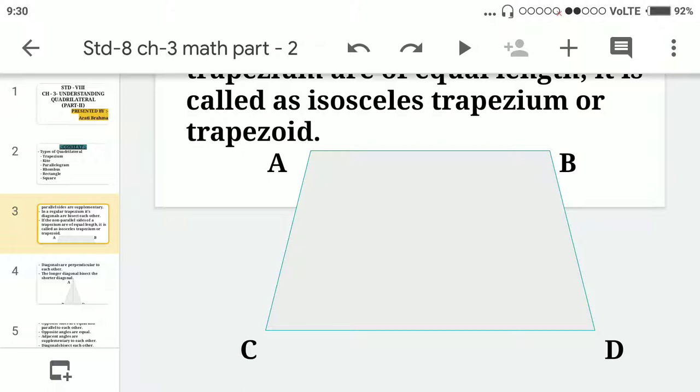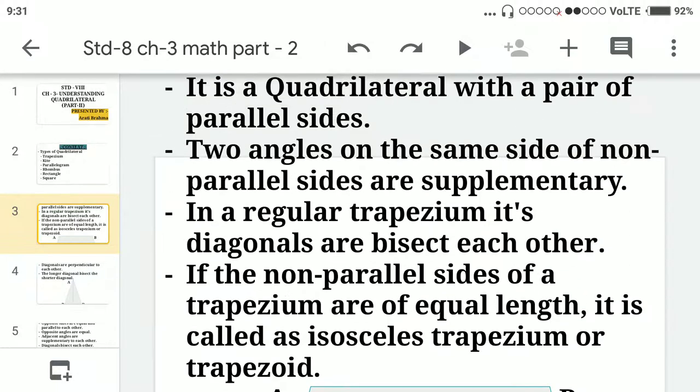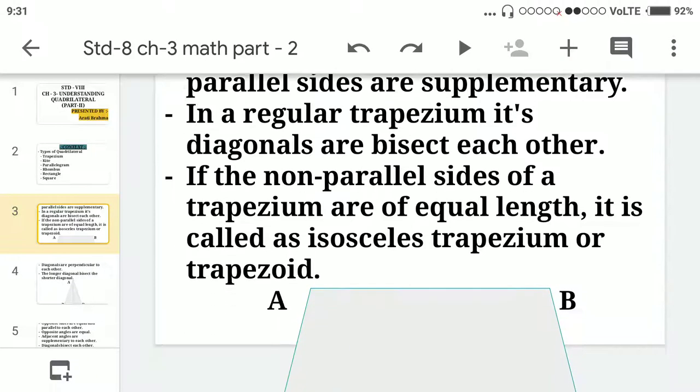That means here AB is parallel to CD, let BD be the transversal line. So angle B plus angle D will be 180 degrees, or supplementary to each other. Okay. Then in a regular trapezium, its diagonals bisect each other. Regular, as we already discussed in the previous video, means all the sides must be the same. So in the case of that kind of trapezium, the two diagonals are bisecting each other.